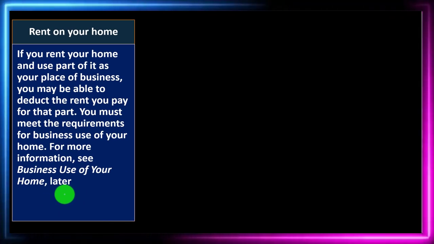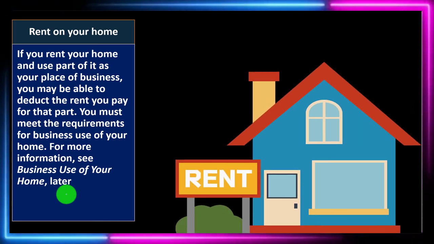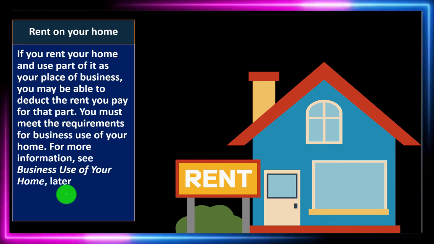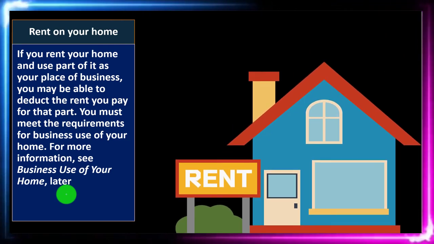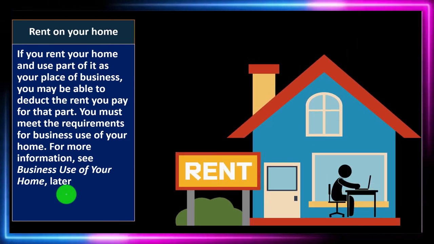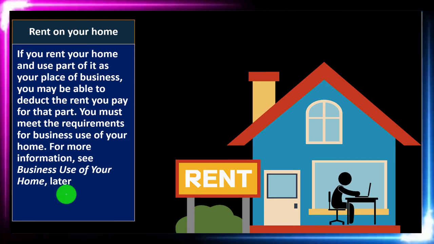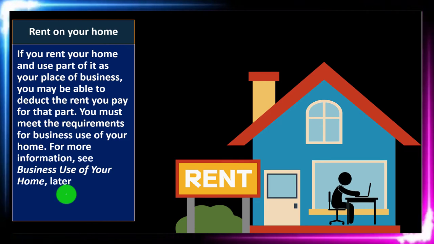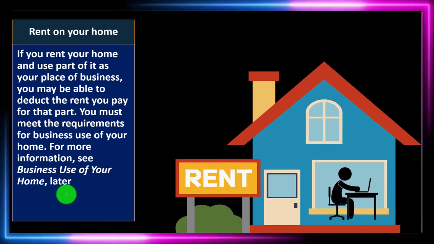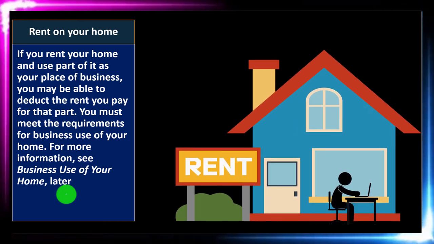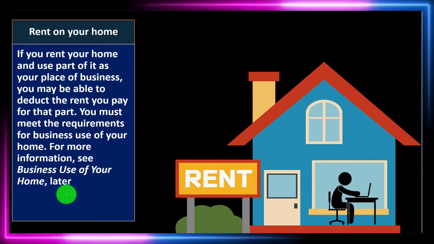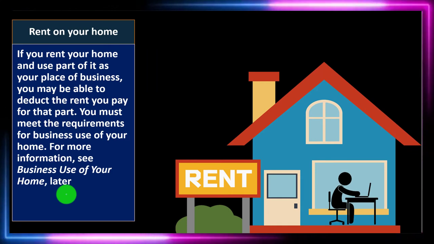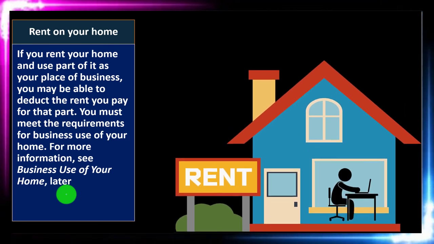Rent on your home. If you rent your home and use part of it as your place of business, so here's the other kind of confusing part. I've got my home. I work out of my home. Part of my home is my office. So now what do you do? Well, now you've got rent on the home. It's just like if you had the mortgage interest on the home that we looked at before, and we'll look at more when we get into basically the business use of the home itself. But we've got to do some allocation stuff here between the Schedule C deduction and possibly anywhere else.